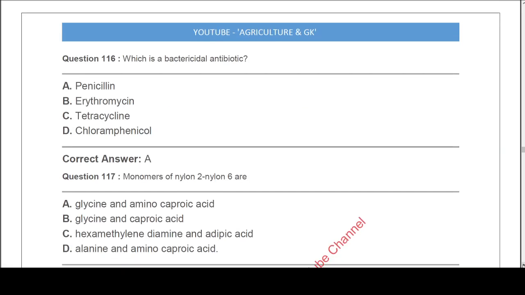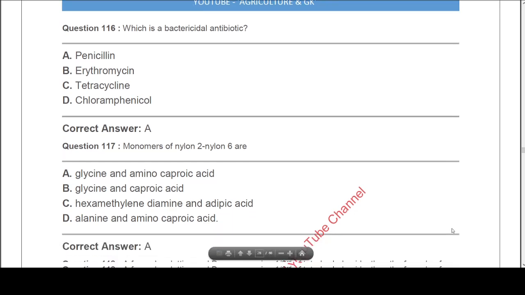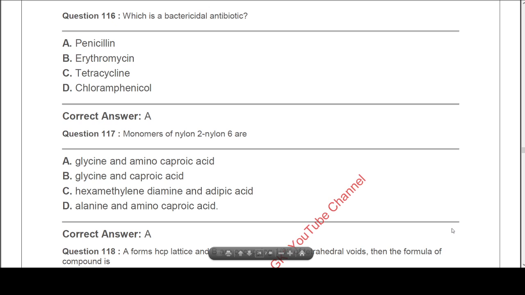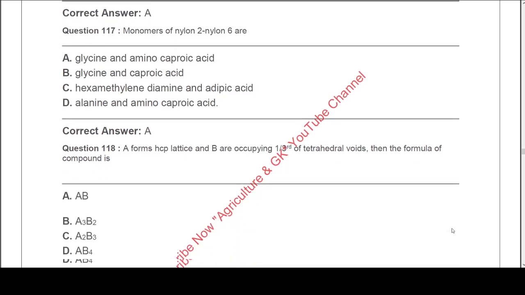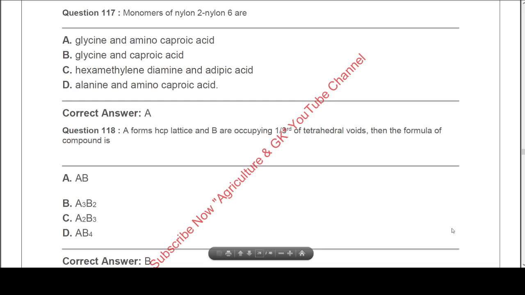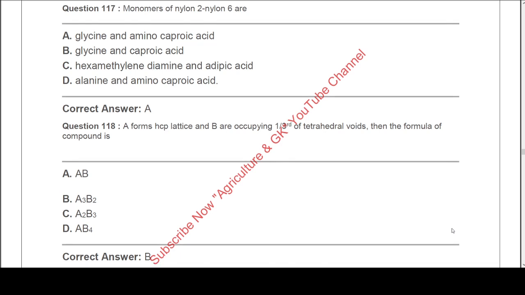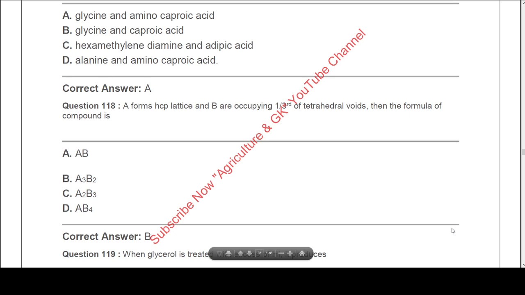Okay. Which is the bactericidal antibiotic? It is option A, penicillin. Monomers of nylon 2 nylon 6 are, it is option A, glycine and aminocaproic acid. A forms HCP lattice and B are occupying 1/3 of the tetrahedral voids, then the formula of the compound is option B, A3B2.